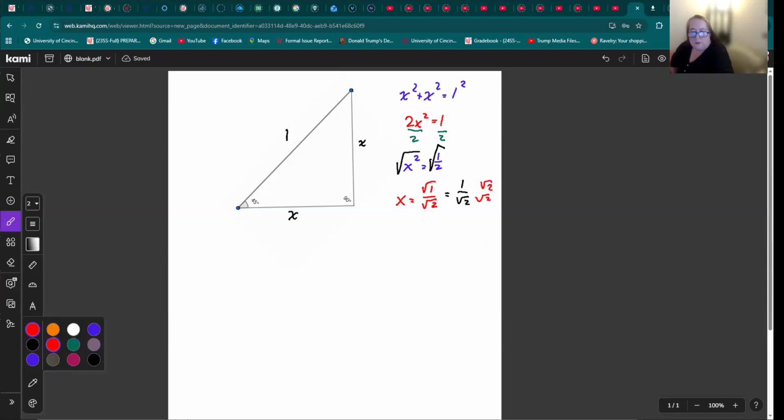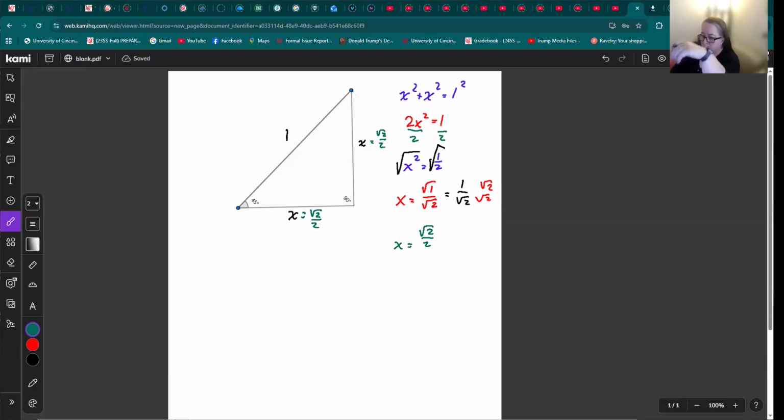And I end up with x equals square root of 2 over 2. So this is equal to square root of 2 over 2. And this is also equal to square root of 2 over 2. And this will be useful in very short order when we start looking at the unit circle and how we're going to find some actual values of angles and start looking at our trig equations and trig ratios.